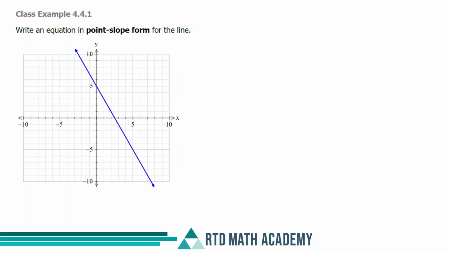Class example 4.41. Write an equation in point slope form for the line. So what is point slope form? Well, it's our equation y minus y1 is equal to m times x minus x1. And if you remember from the previous pages there, m is our slope, right? So we just need to figure out what the slope of this line is.